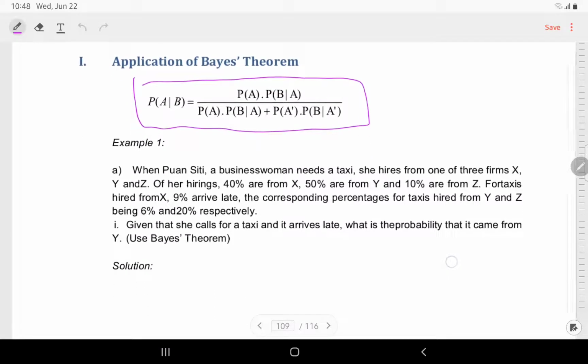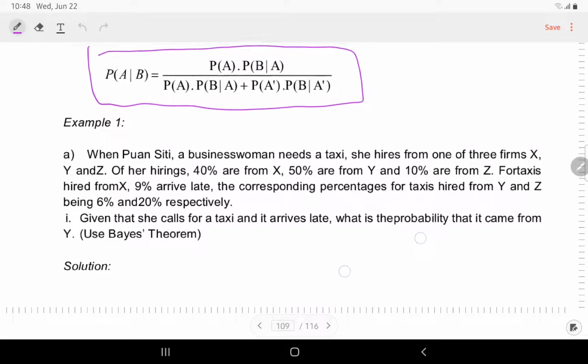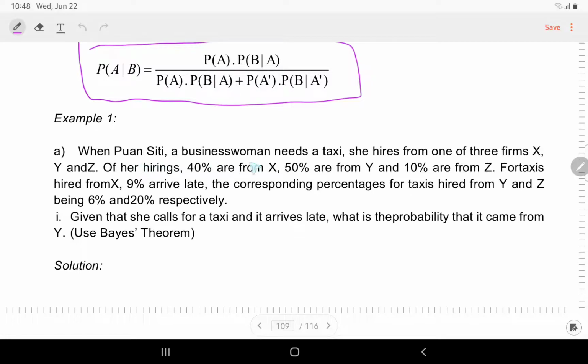Okay, so you all boleh tengok, example ni adalah the same question as previous. Sama macam tadi, tapi kali ni kita nak guna Bayes theorem untuk soalan nombor 2 tadi. Given that she calls for a taxi and it arrived late, what is the probability that it came from Y? Okay, tapi this time kita nak guna Bayes theorem.